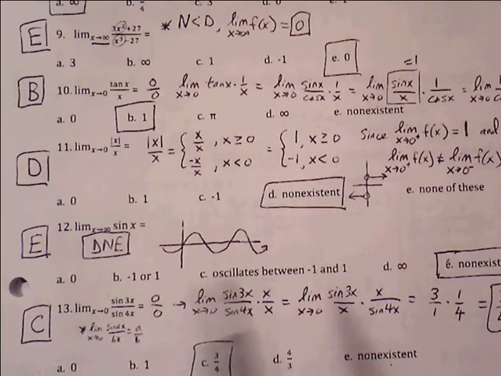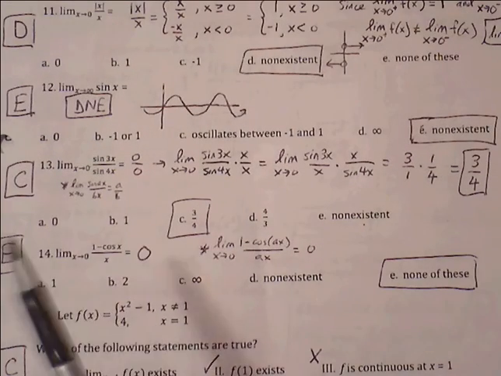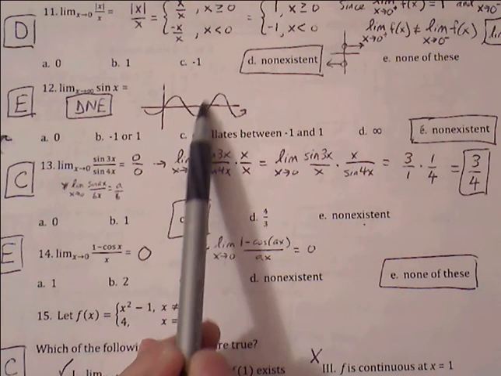Okay. Answer choice D. Number 12, limit as x approaches infinity of sine of x. If we think about sine of x, this is what the sine of x graph looks like, right?